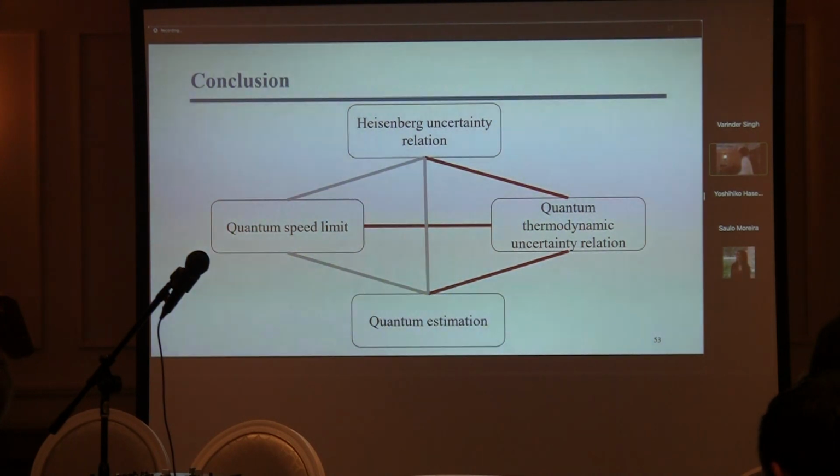So this is my conclusion. My today's talk is about a relation between quantum TUR and quantum speed limit and quantum estimation and Heisenberg uncertainty relationship. And here, my today's talk is about the relation indicated by this red line. So this is today's talk. So thank you for listening to my talk.